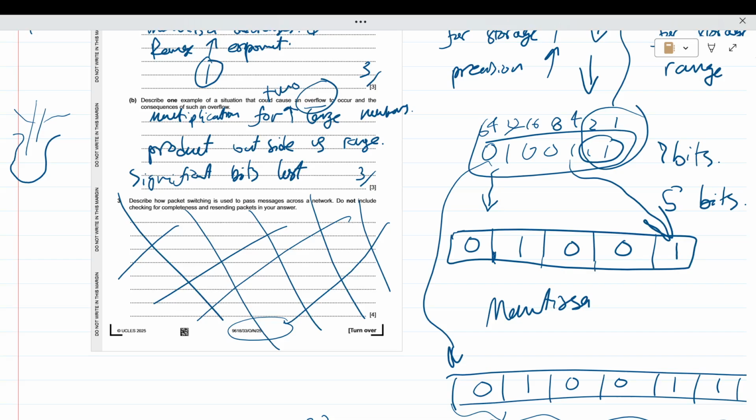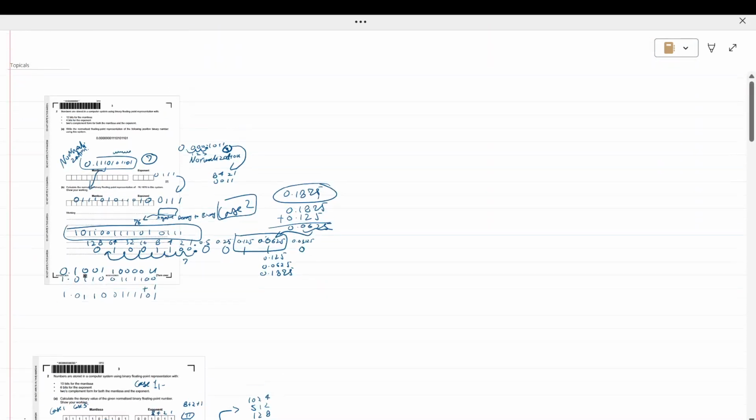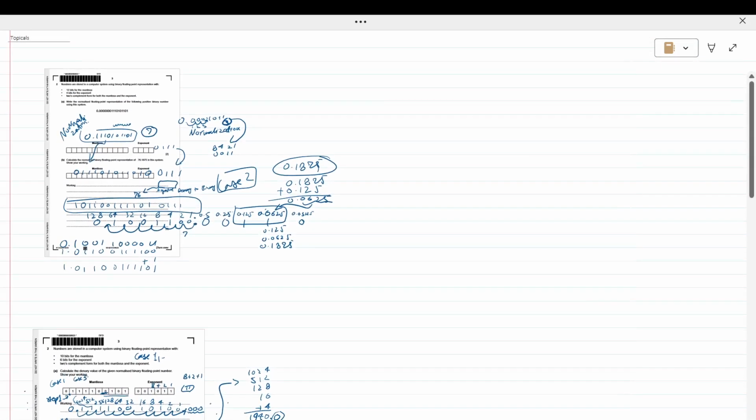So the situation is multiplying two large numbers. You can write something else over here as well. The arithmetic operation that gives you the largest numbers is multiplication. So if you're already going to multiply two large numbers, the product is going to be even larger, right? And obviously that might be outside the range of values that can be stored. So you get 2 marks for explaining the situation and its consequence, and maybe the consequence of the consequence is going to grant you 3 marks. Significant bits are going to be lost. That's it. So I think that would be enough for our topicals for floating point representation.